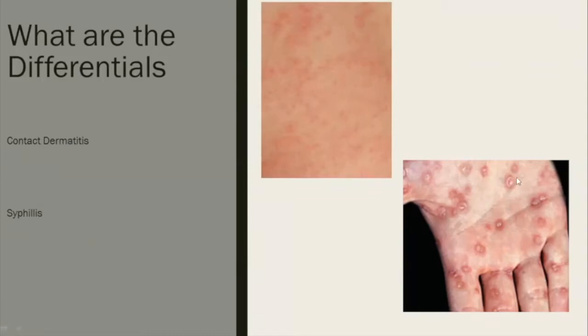So, maculopapular, scaly na rashes on palms and soles commonly. So, secondary syphilis yon pag ganon.